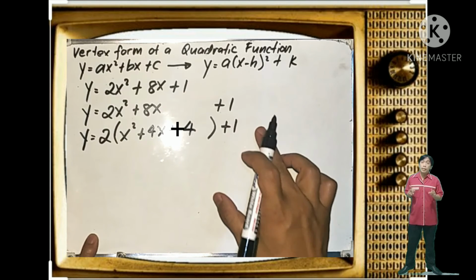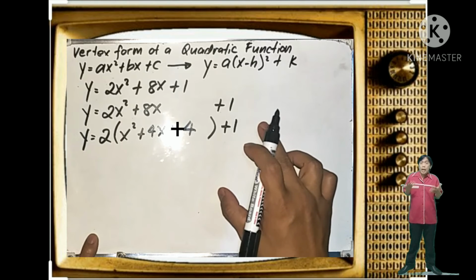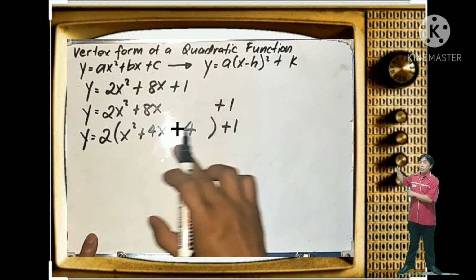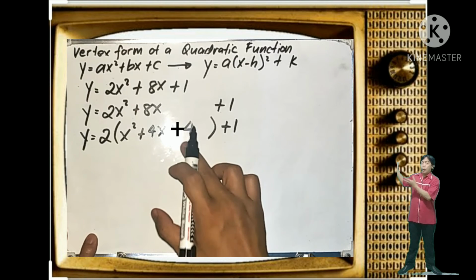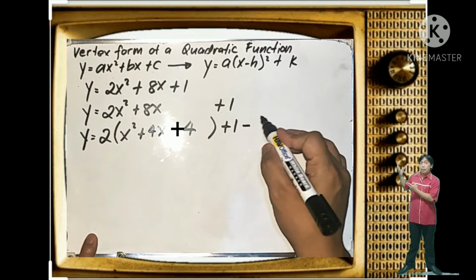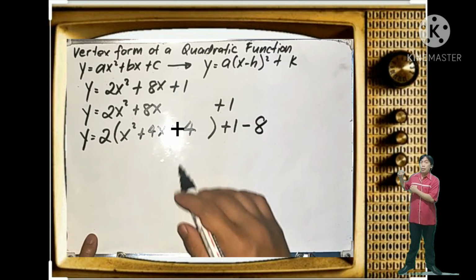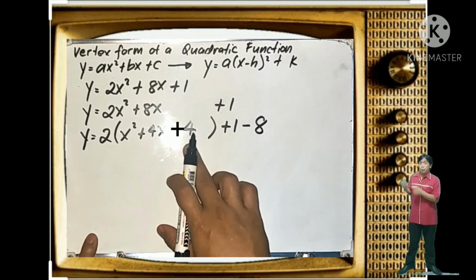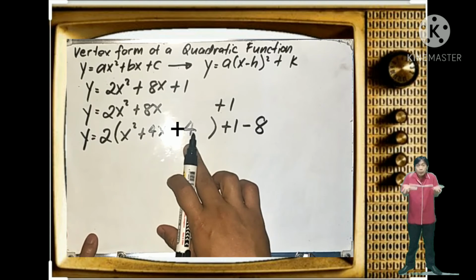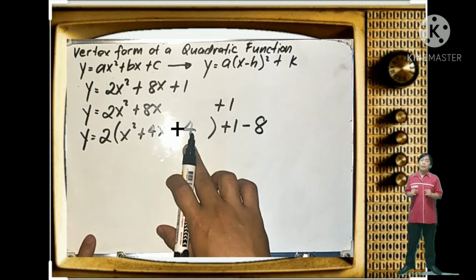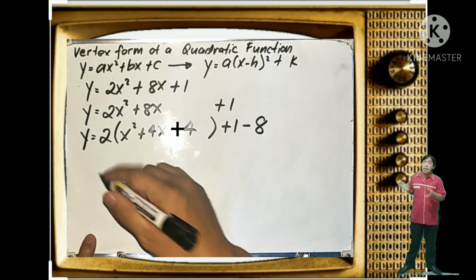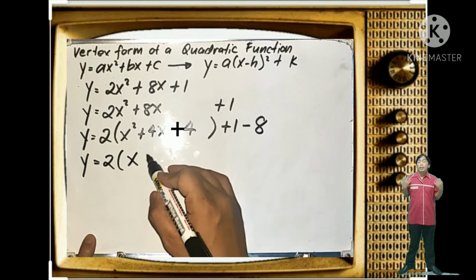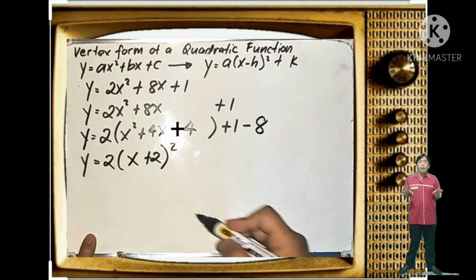So we will add 4 here, but we will not subtract 4 directly. If we multiply 2 and 4, the answer is 8. So meaning we added 8. So this time we will subtract 8. Okay? So once again, 8 was subtracted because 2 times 4, the answer is 8, as if we did not add something to it. Okay, now this is a perfect square trinomial. So let's factor it out. So we have x plus 2 quantity squared.